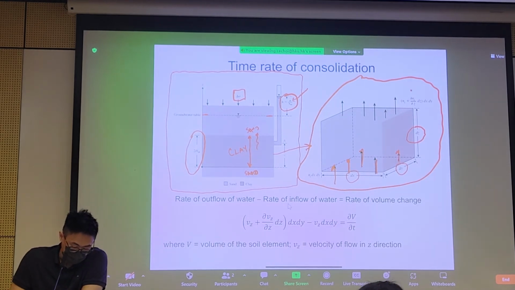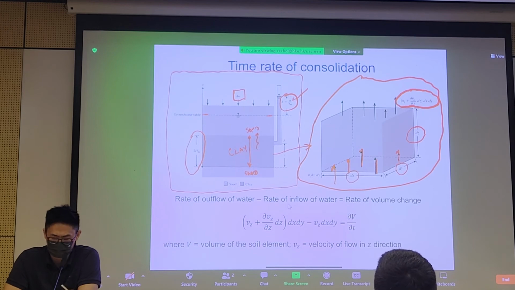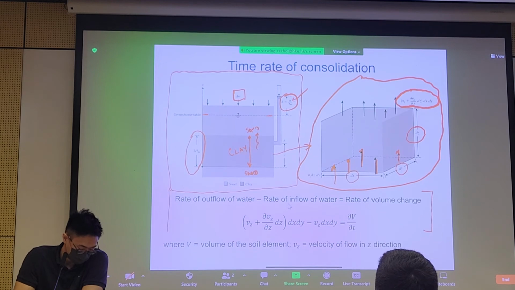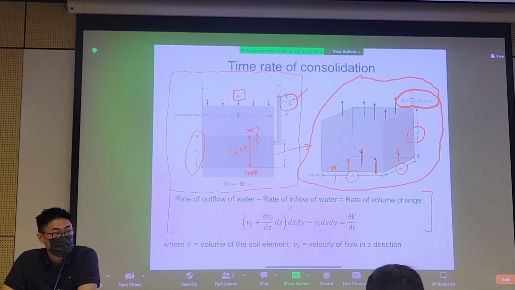And if we talk about rates, we use partial derivatives. This is from your basic mathematics class, describing the change in velocity with this cubic element. So in much brevity, we can describe the movement of water through this finite clay layer by basically rate in, rate out minus rate in is your rate of volume change. We're interested in volume change when we're talking about consolidation problems.